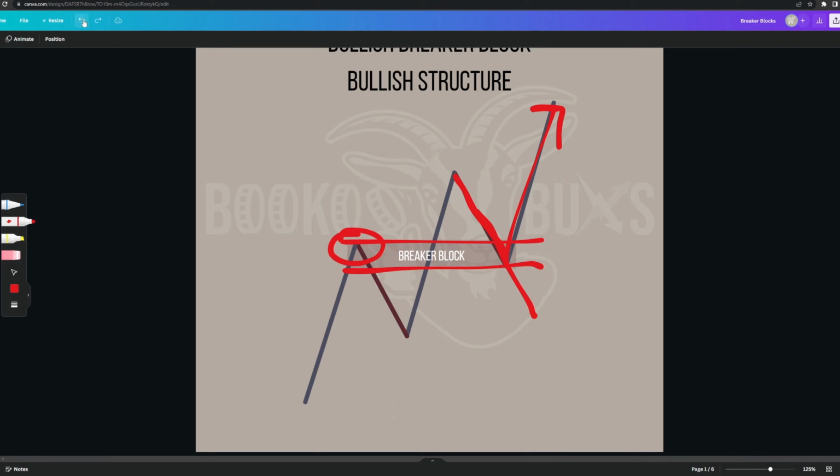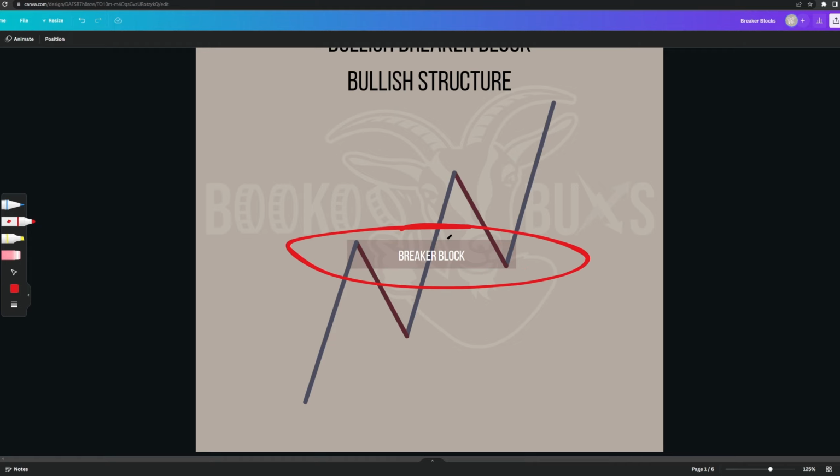The only difference is when I draw my continuation order blocks, I am drawing from this continuation leg from here to here. I'm not drawing from here out. I am drawing from here to here, not here. This is why I say it's a little bit more advanced, but you may see that out in the real world. Does that make sense so far?